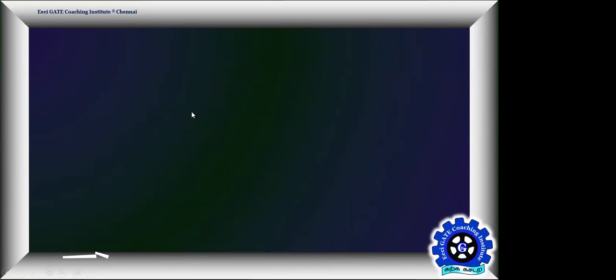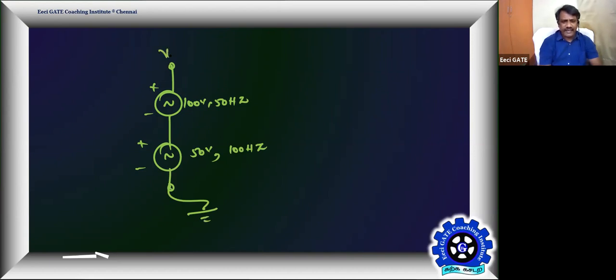Suppose, for example, an AC source, another AC source, it's given as 100 volt. This is given as 50 volt. It's plus minus, it's plus minus. So this is 100 volts, 50 hertz, and this is 50 volts, 100 hertz. And this is given as a reference. I'm calling this V in of t. Now tell me, what is V in effective or V in RMS?